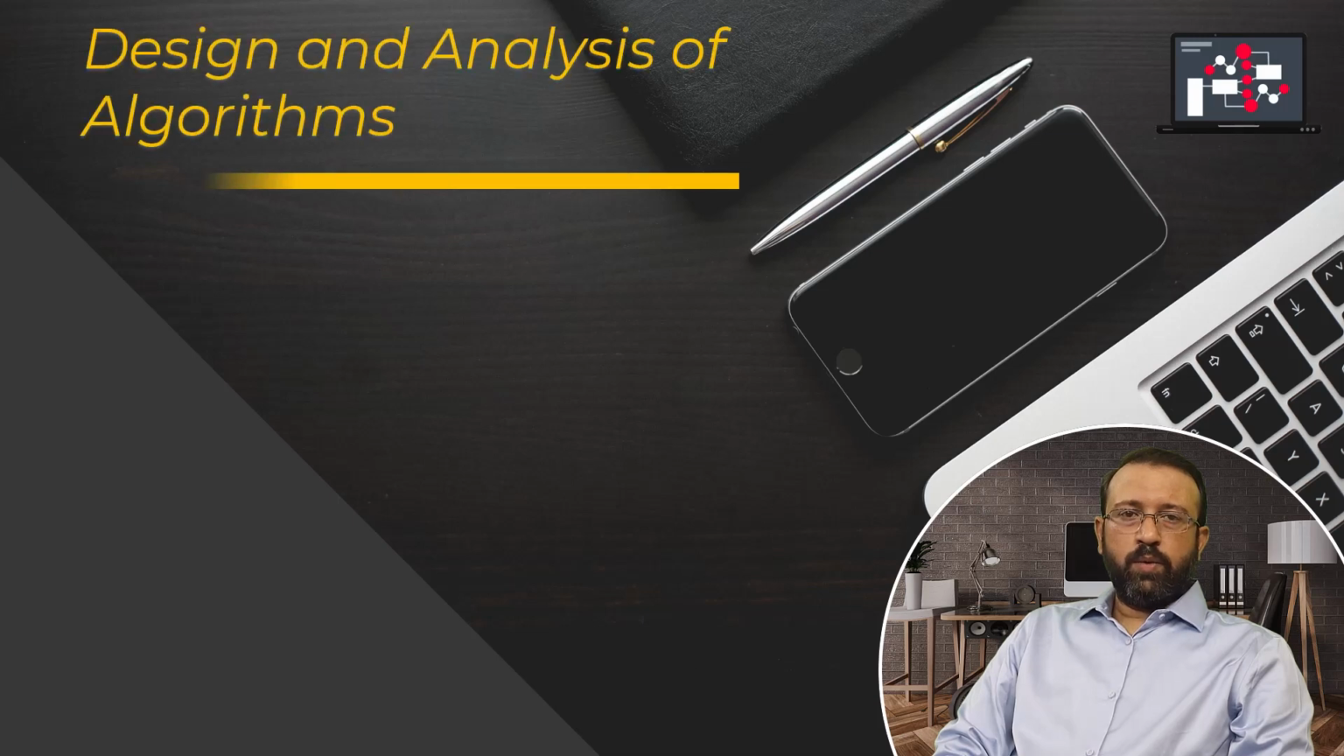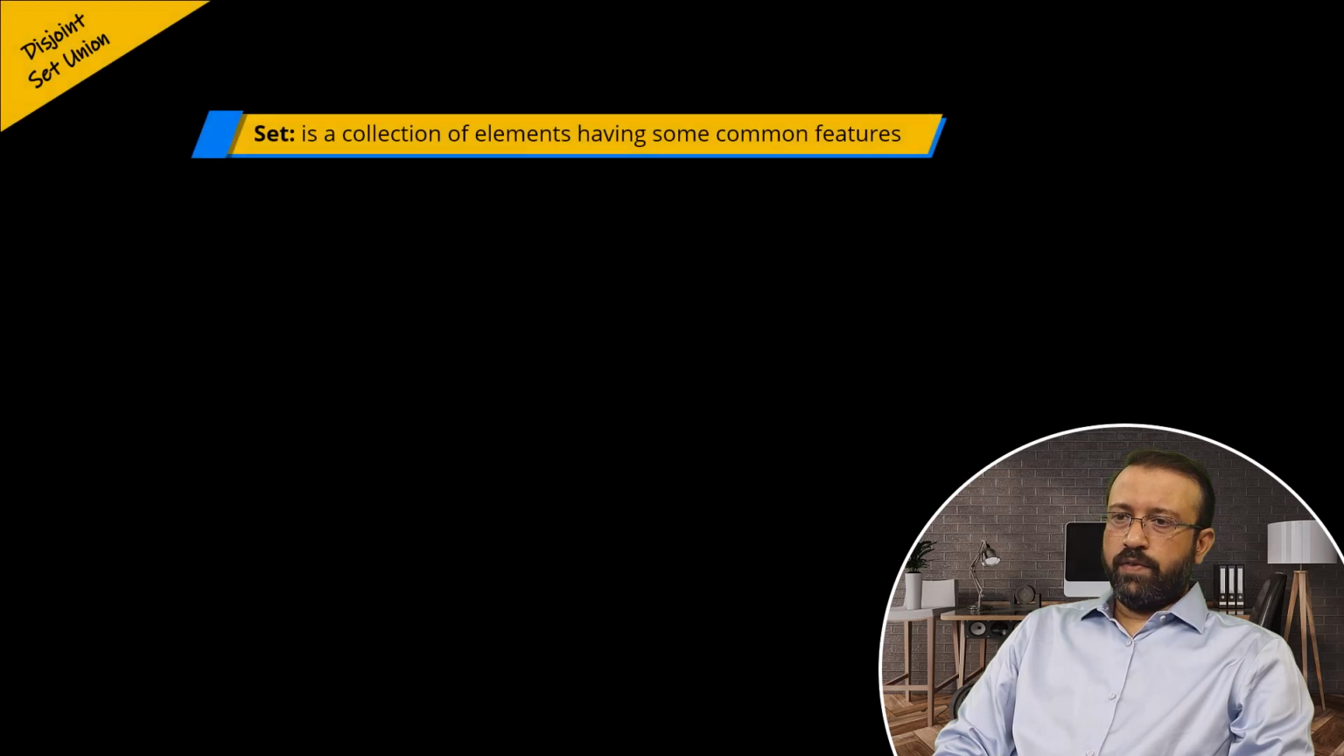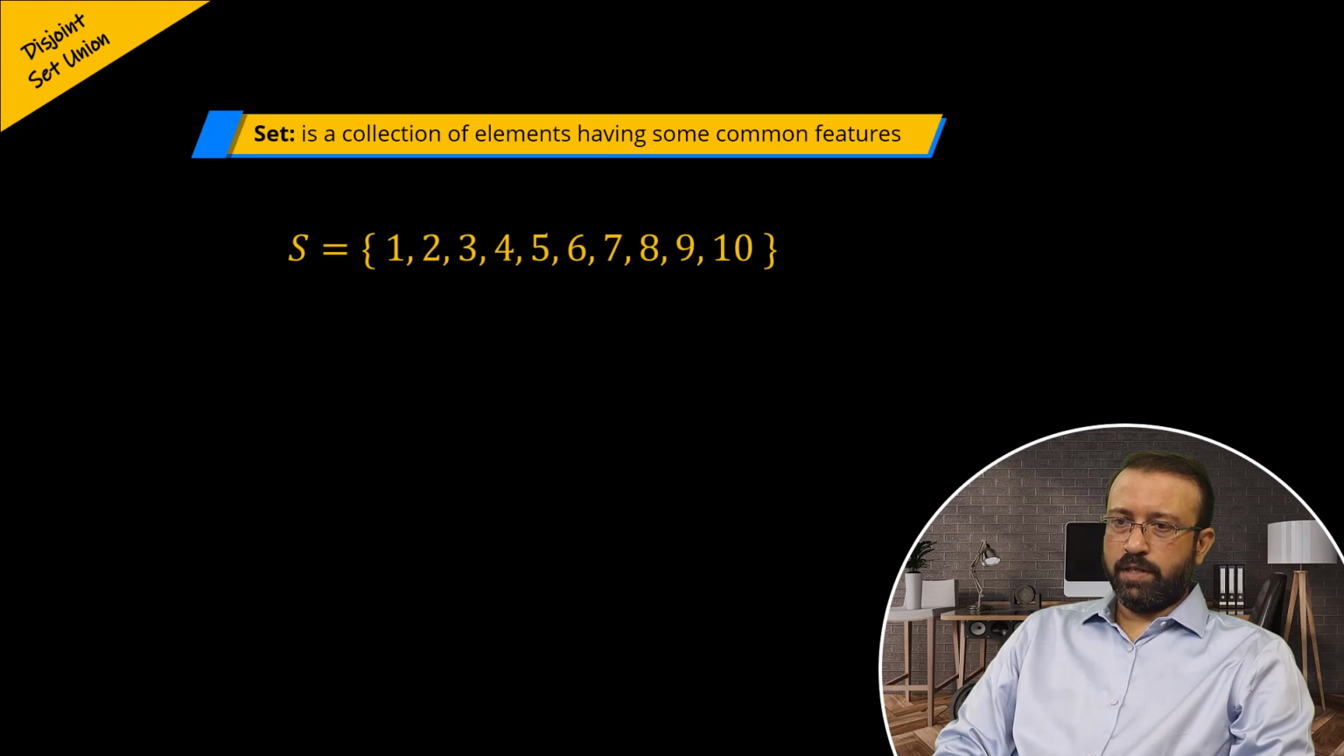In this video, we will look at sets and disjoint sets. Let us define a set. A set is a collection of elements. We can also say that a set is a collection of elements having some common features. For example, let us consider a set S consisting of 10 elements from 1 to 10.